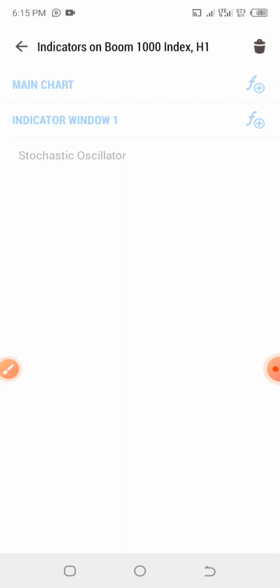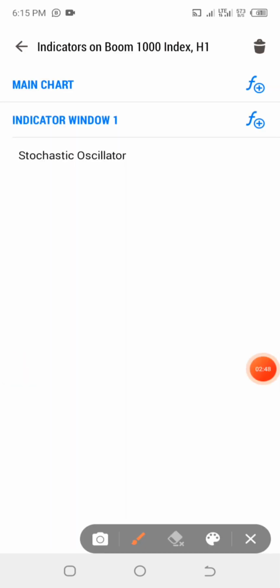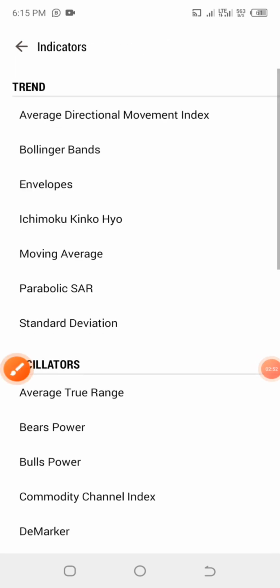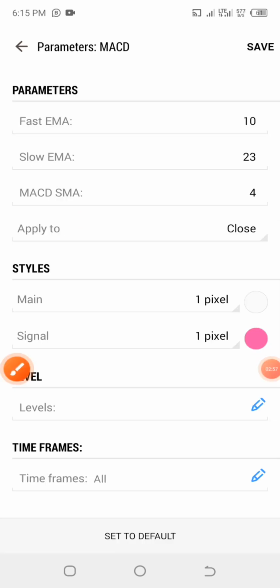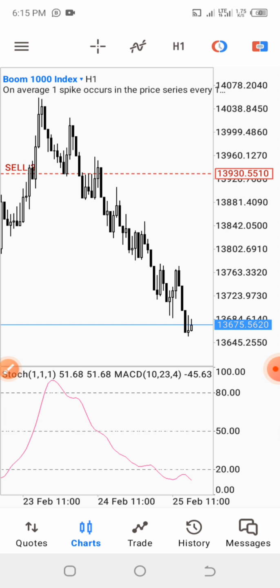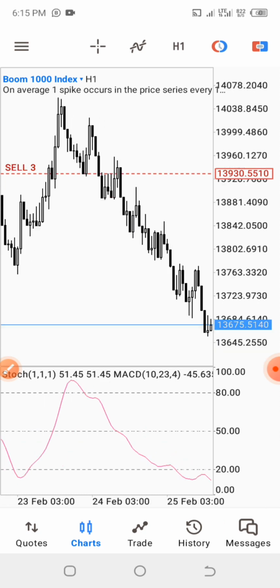Now the next indicator we are going to add is in indicator window 1. Click on the F plus of indicator window 1 and search for your MACD. This is the MACD right here, and these are the parameters for the MACD. The first EMA is 10 and the slow EMA is 23. The MACD SMA is 4. Apply to close, and for the style we only need the signal, which I'm going to use the pink color, but you can choose any color you desire. When you set everything up like this, click on save, and you'll have your MACD in the chart.